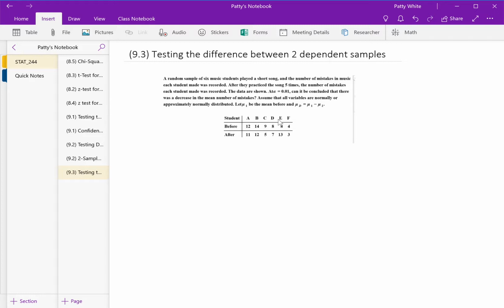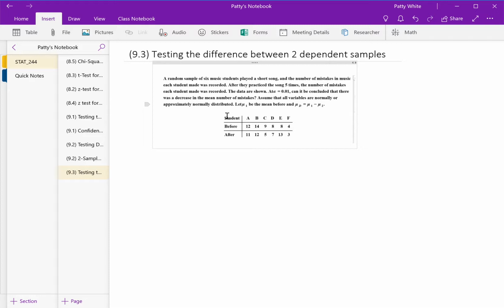The data are shown at alpha equals 0.01. Can it be concluded that there was a decrease in the mean number of mistakes? Assume that all variables are normally or approximately normally distributed. Well, we have samples that are dependent, and we're told that since we have such a small sample size, it's okay to assume they're approximately normally distributed. So we can use a t-distribution.